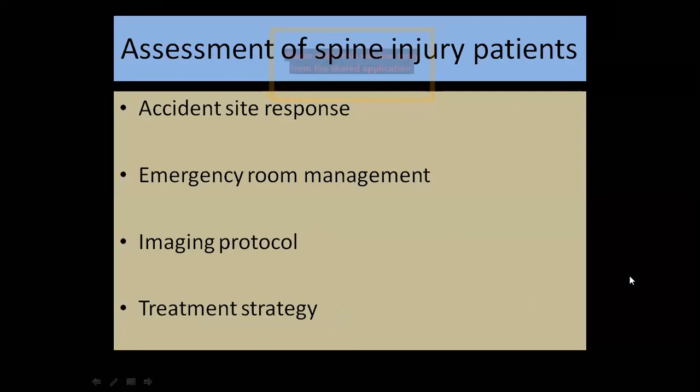So whenever you are seeing a spinal injury patient, what should you do? We should assess them properly. We can classify into accident site response, emergency room response, imaging protocol, and treatment strategy. We'll see one by one. So what is the accident site response?